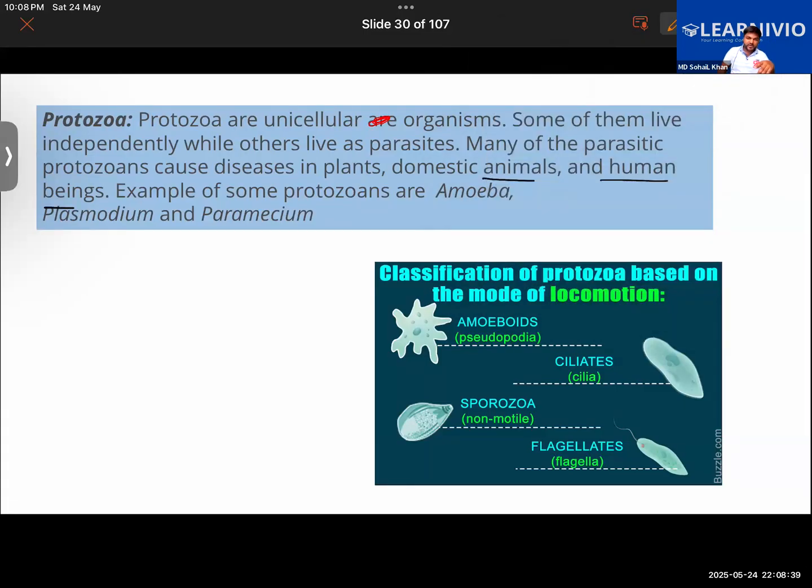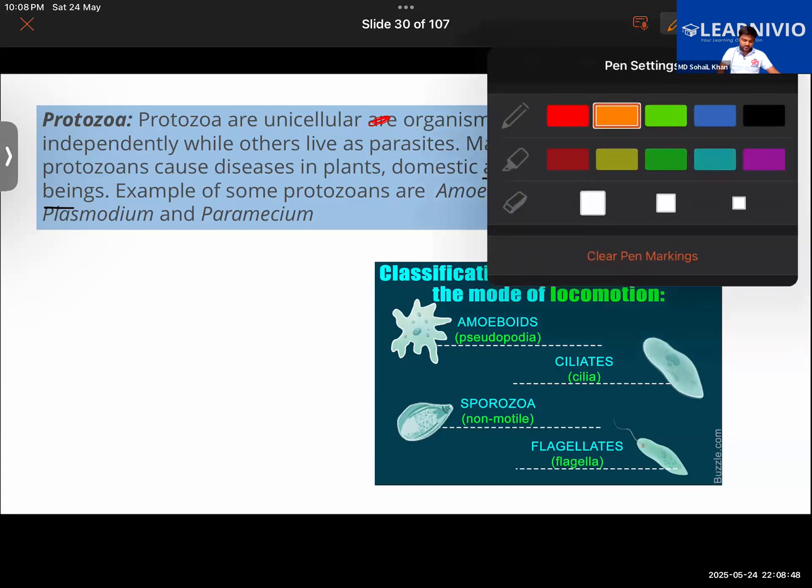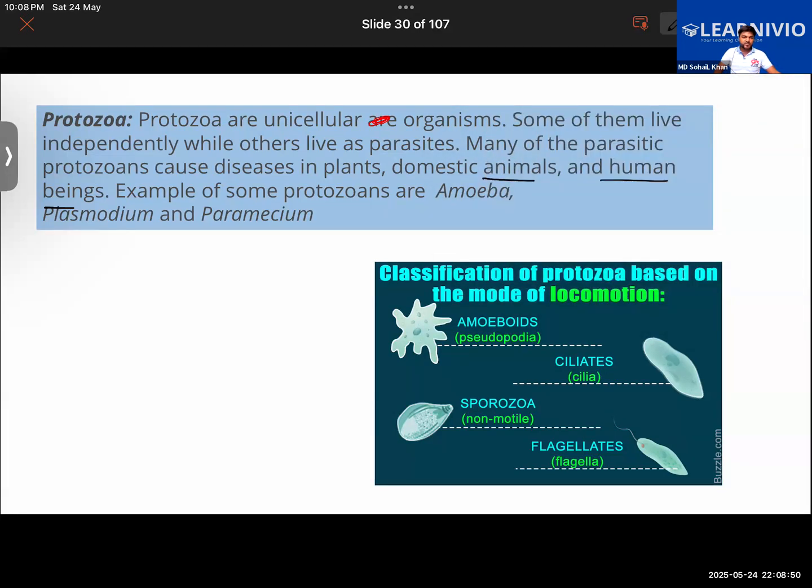You guys have heard about malaria, right? Where there will be chills in the body, high fever, pain in the abdomen, headache, weakness, sometimes even diarrhea. So malaria is actually caused by a protozoan named Plasmodium. So they are known to cause diseases in humans, but not only in humans, even domestic animals and plants are also known to suffer from disease caused by the protozoans.